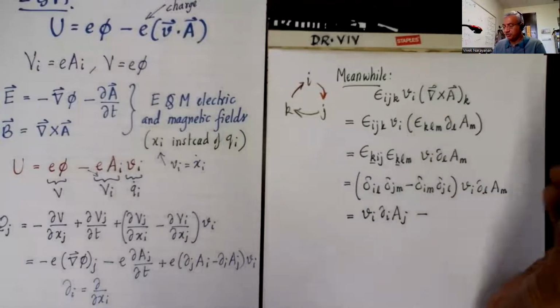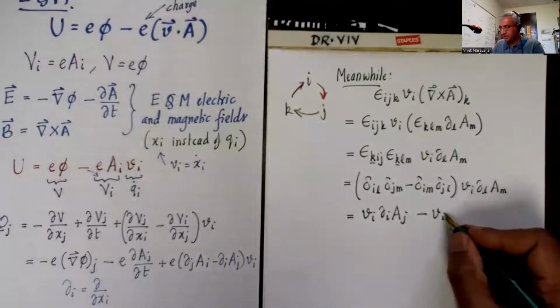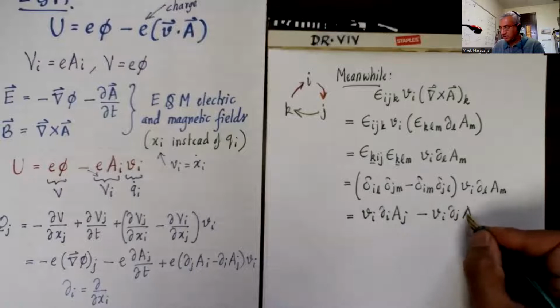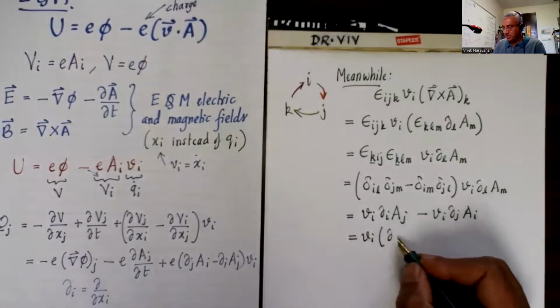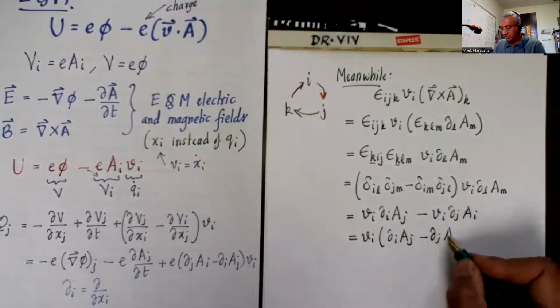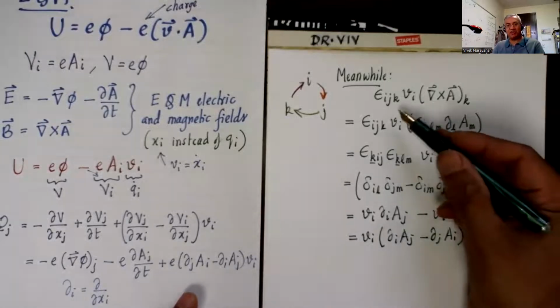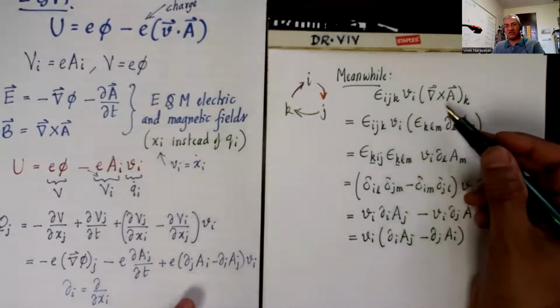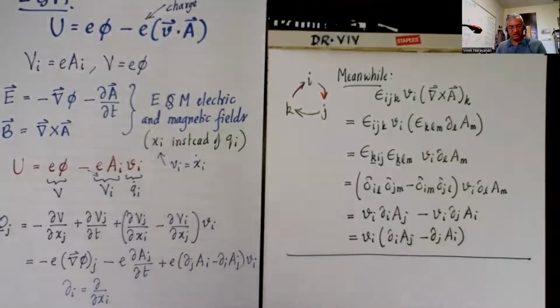Well, I is summed over, so I have to just make sure I is summed over now also. So I get VI del J AI. And that is the same as VI, comma, del I AJ minus del J AI. So that term there was precisely equal to epsilon IJK VI del cross AK. So now we have completed the sidebar calculation. So now we can write our generalized force.